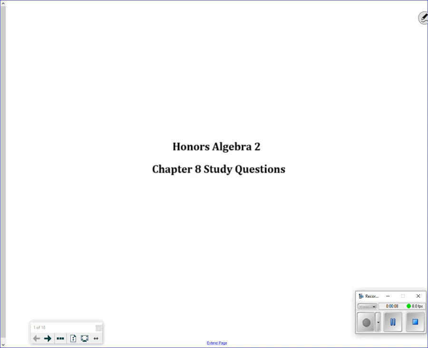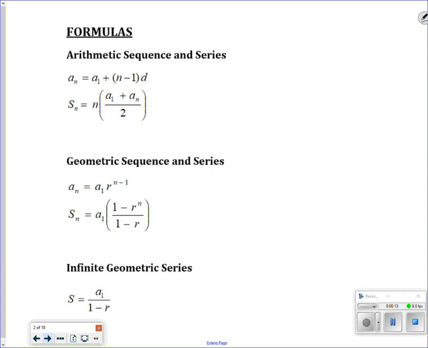Chapter 8 is all about the formulas. The formulas that you will be given will be arithmetic sequences and series, so writing the equation or the model for an arithmetic sequence or finding the sum of an arithmetic series. Same with geometric and then infinite geometric. These formulas will all be given to you on a separate sheet of paper, so you won't have to memorize that. This should be very helpful as we go through all of this. Again, we might have to come back and reference this page in just a little while.